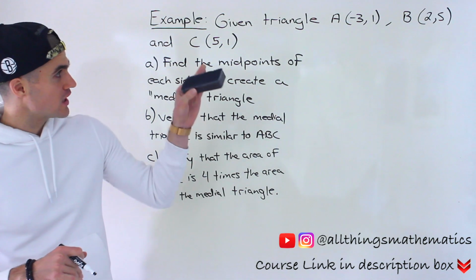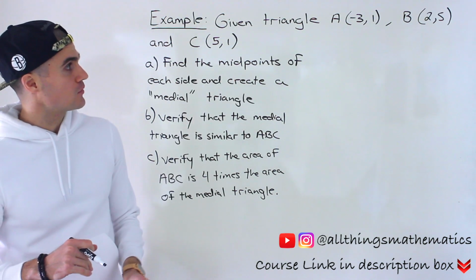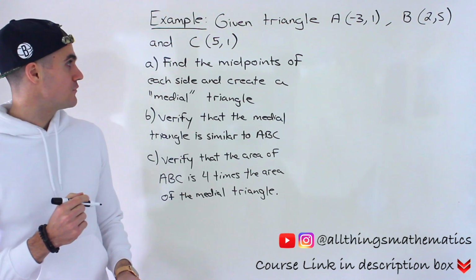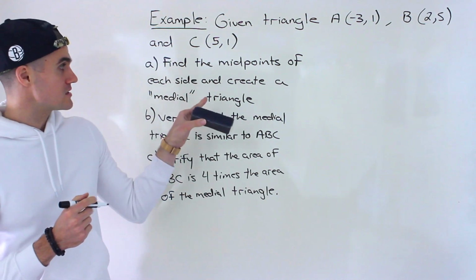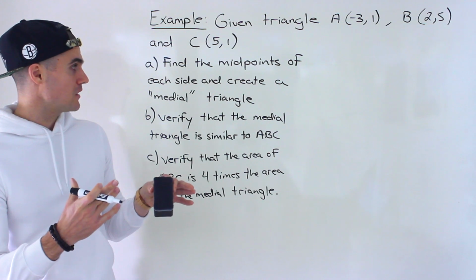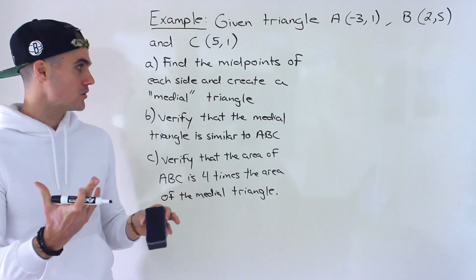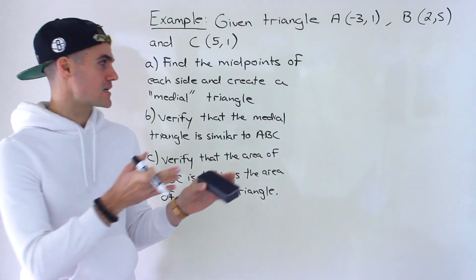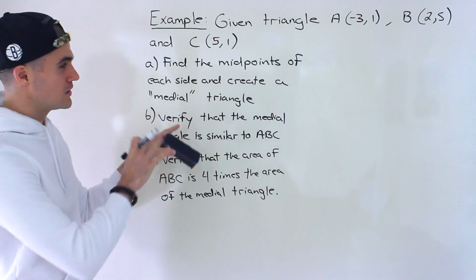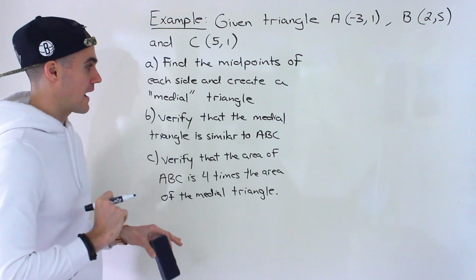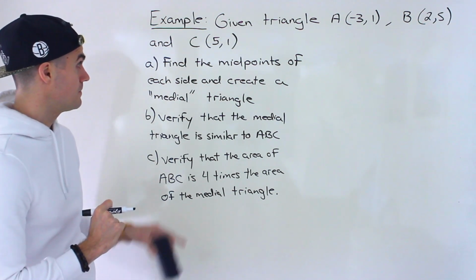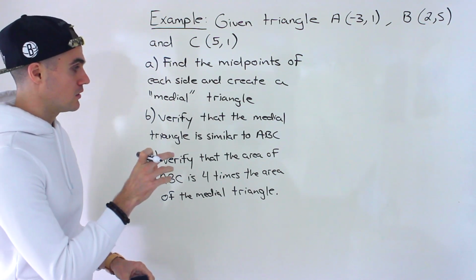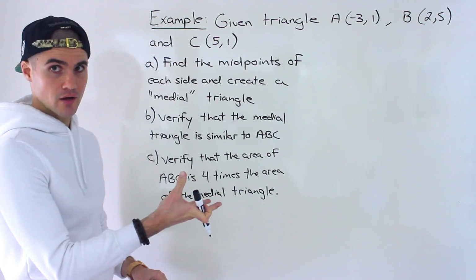So we are given the triangle A (-3, 1), B (2, 5), and C (5, 1). And we have to find the midpoints of each of the sides, and then we have to create a medial triangle, which is basically the triangle that's created when you join all of the midpoints. And I'm going to go over that a little bit generally before we get into the actual algebra in a second. Then part B, we have to verify that that medial triangle is going to be similar to triangle ABC.